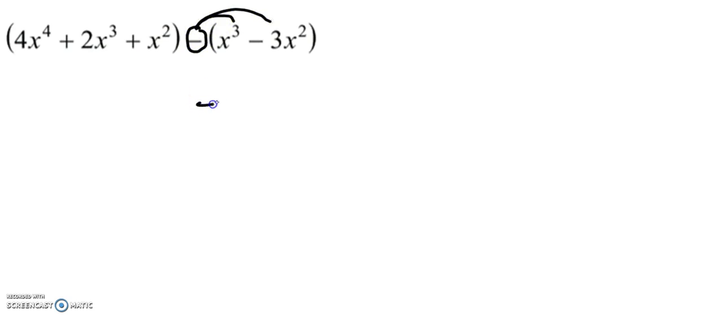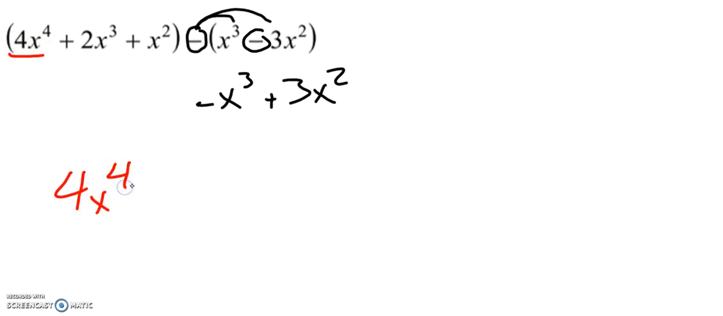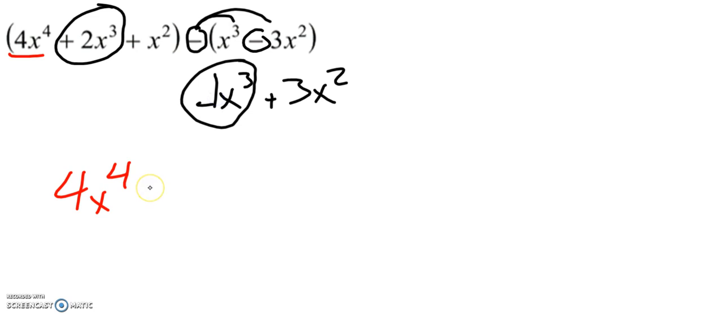So really we've got minus x to the third plus 3x to the second. And we'll look for pairs again. So I don't see any x to the fourths, so that's just going to be in my answer. We'll keep moving on. X to the thirds. I do not see any x to the, oh yes I do. Here's another one. Okay, so we have 2x to the third minus 1x to the third, which is 1x to the third, or just x to the third. It comes out positive, so we put a plus.